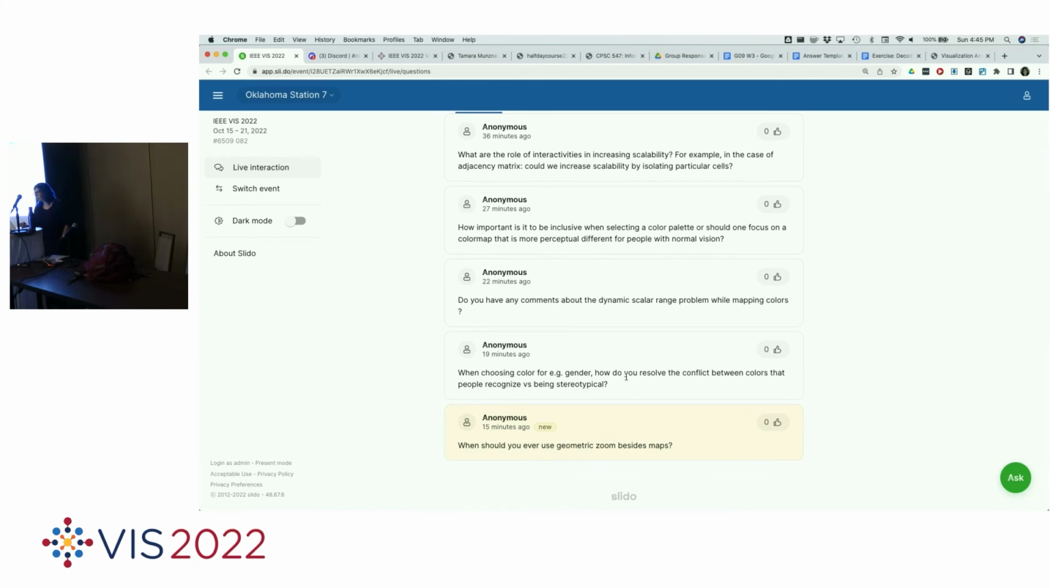Back to color. When choosing color for gender, how do you resolve the conflict? One answer is don't use blue and pink. Any other color, but not the stereotypical blue and pink. That's usually my good rule of thumb.